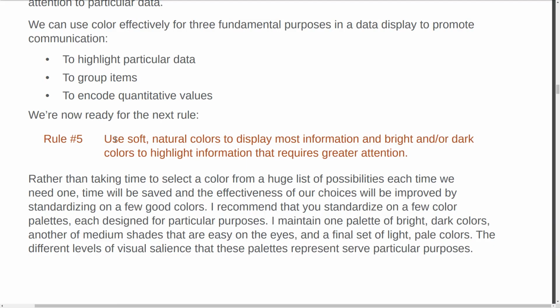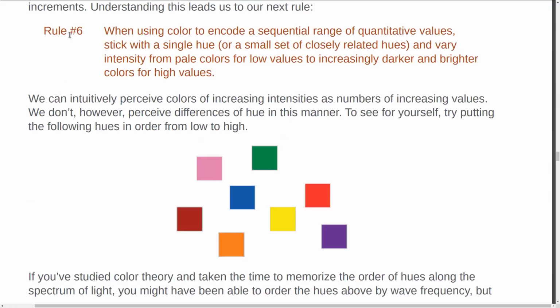Here's his rule number 5. Use soft, natural colors to display most information, and bright and/or dark colors to highlight information that requires greater attention. Rule number 6. When using color to encode a sequential range of quantitative values, stick with a single hue or a small set of closely related hues, and vary intensity from pale colors for low values to increasingly darker or brighter colors for high values. This is pretty much saying use perceptually linear color schemes.